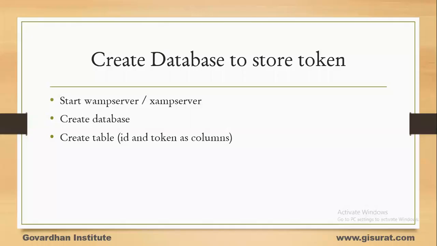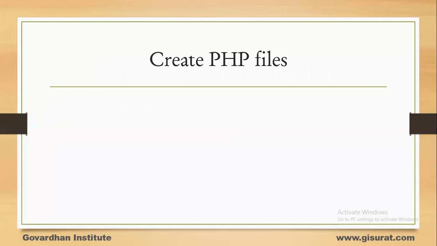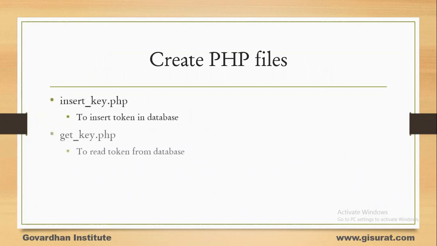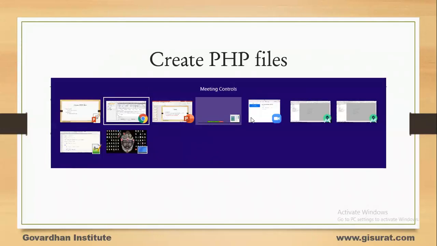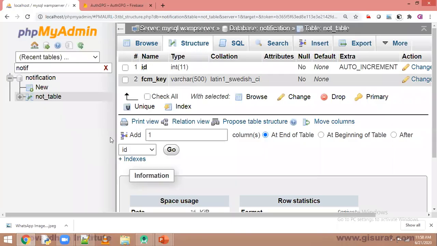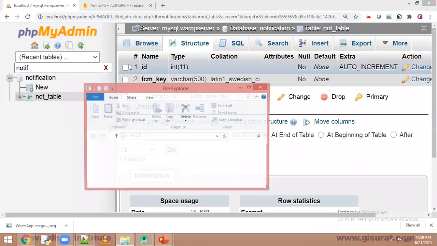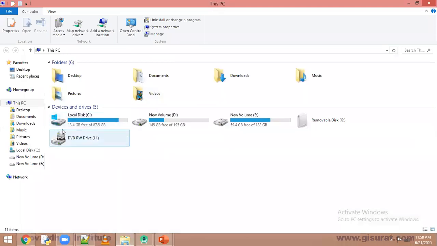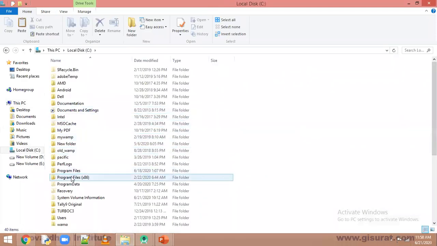Now guys, let me go through the PHP files which we will deal with. The PHP files' responsibility is to deal with this database. So I have two PHP files. The first one is insert_key.php and the other is get_key.php. For that, what I did, I created a folder in the www folder of the WAMP. So just go to the C drive, to the WAMP folder.